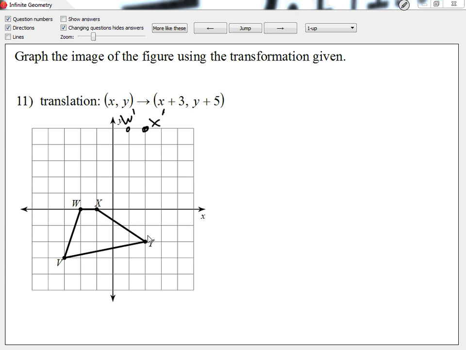And I'm doing it to each of my corners. Looking at Y, 3 to the right and 5 up. And then lastly my V, 3 to the right and 5 up. That gives me my point V prime. I'm just going to connect my points. And there. All right. Any questions on those?